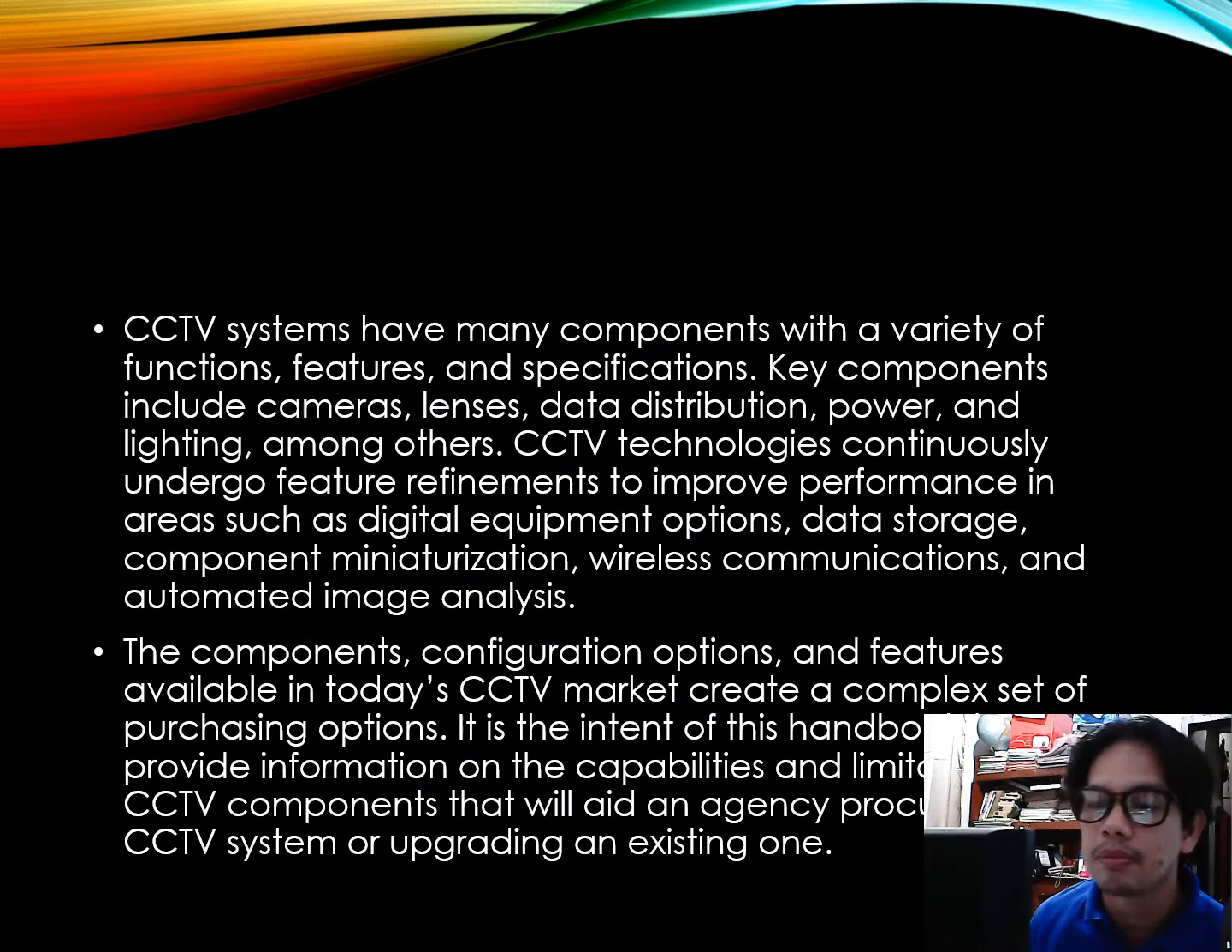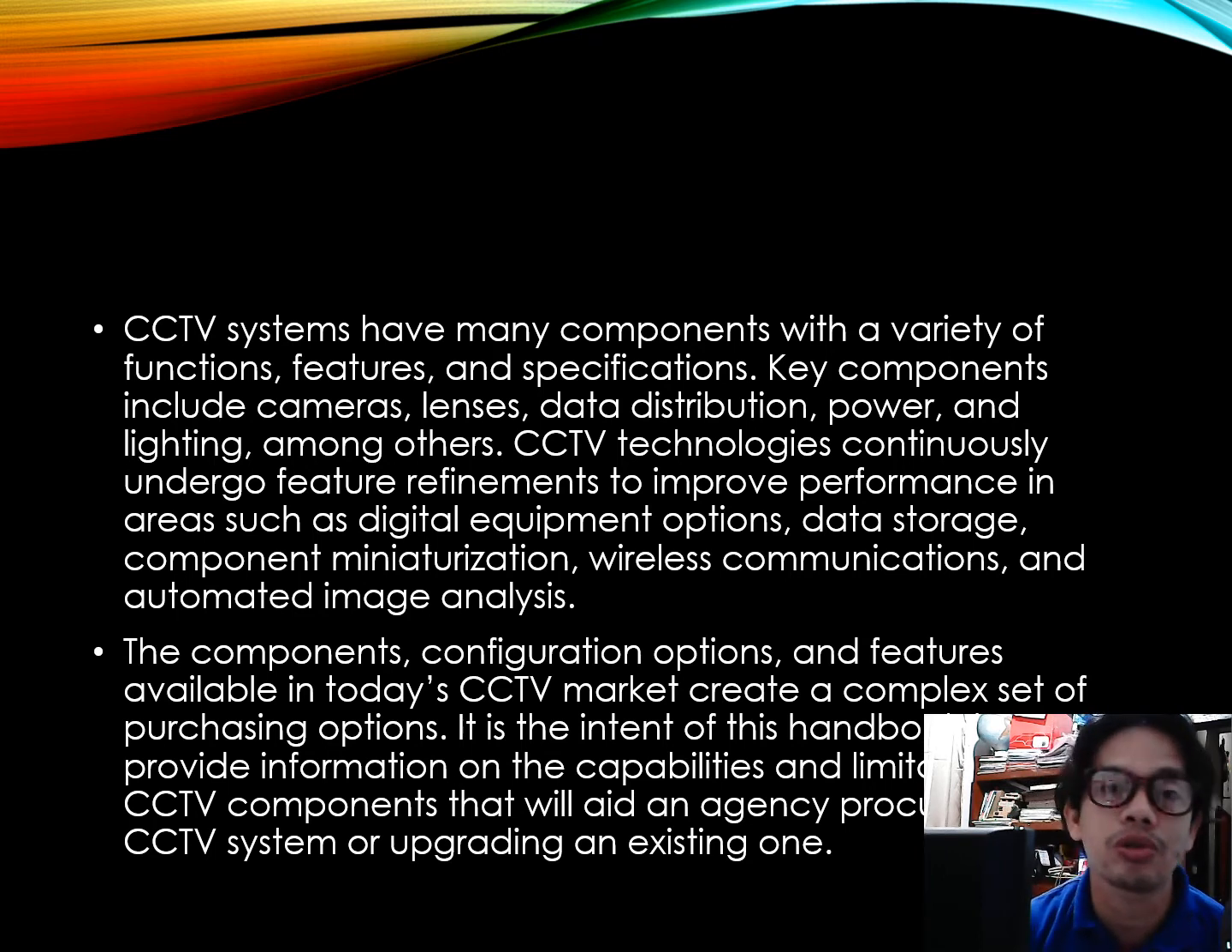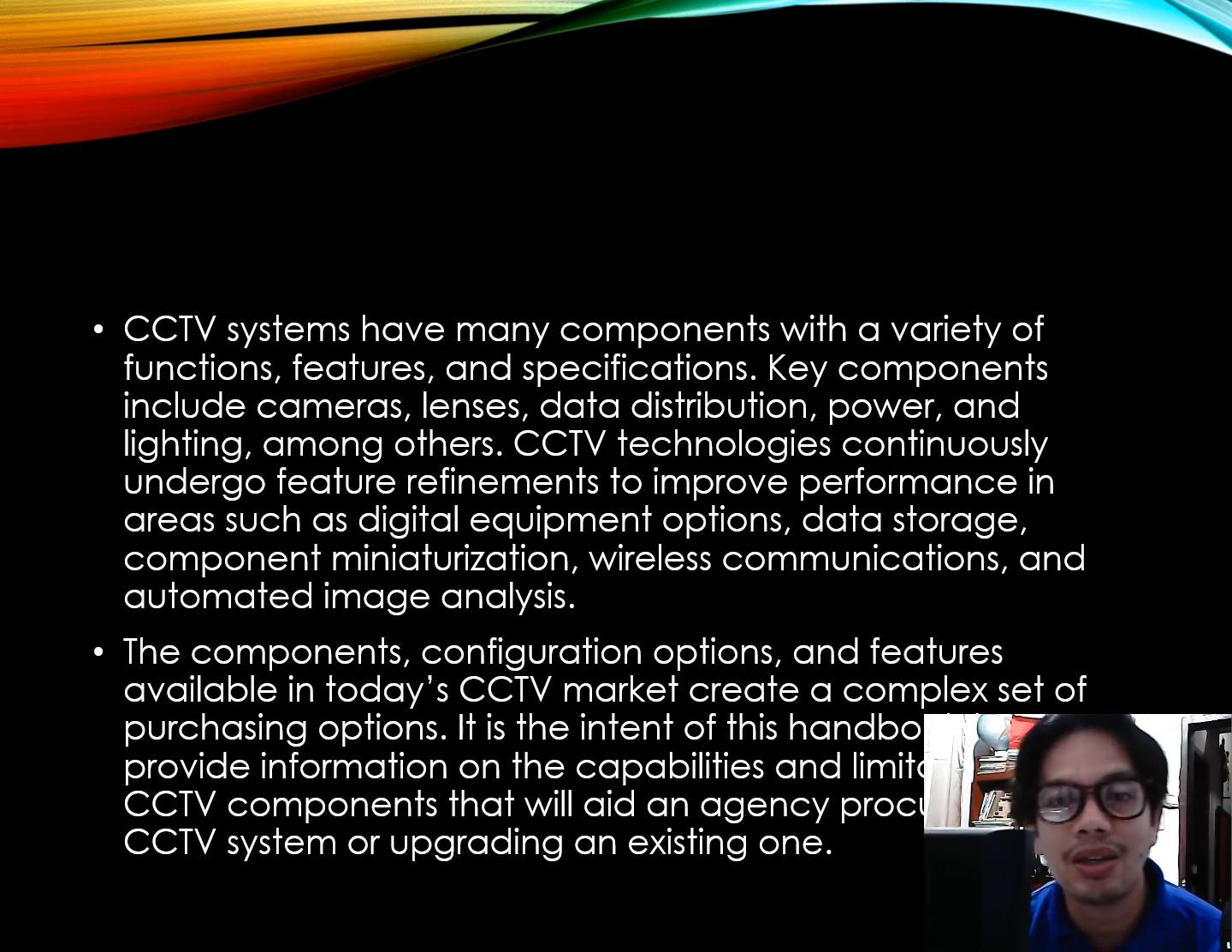CCTV systems have many components with a variety of functions, features, and specifications. The key components include the camera, lenses, and data distribution. A CCTV, or closed circuit television, mainly functions to minimize crimes.